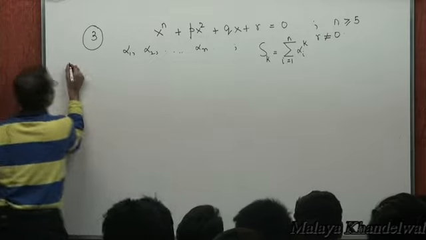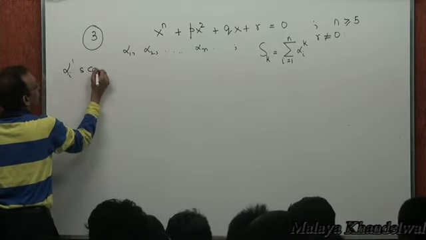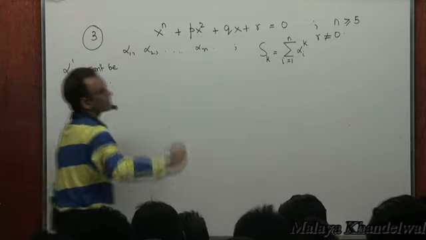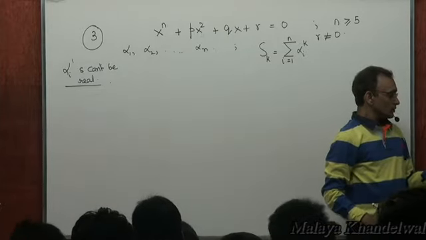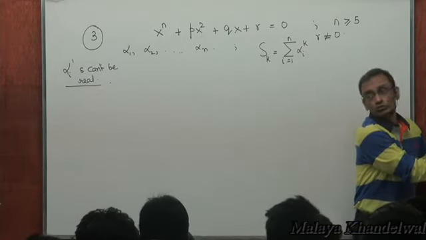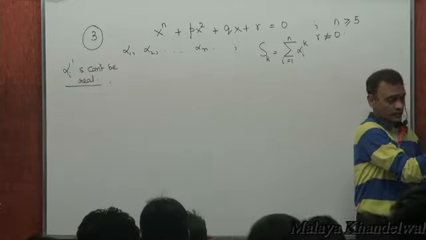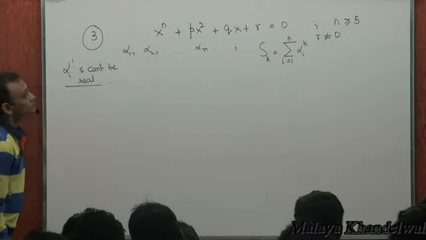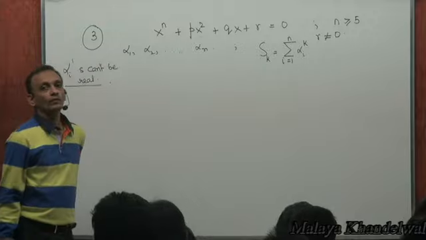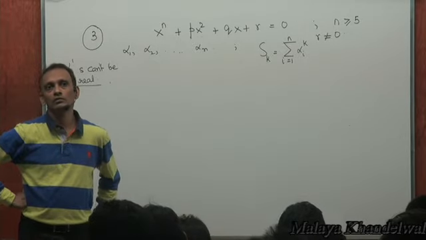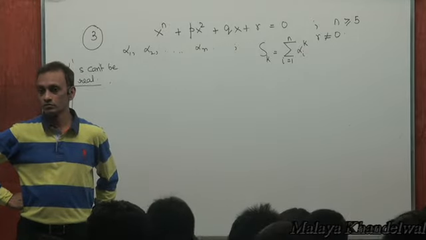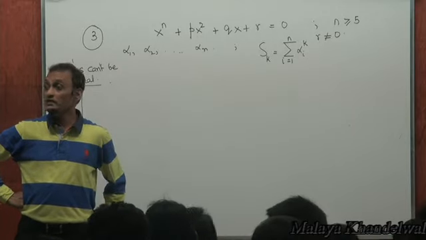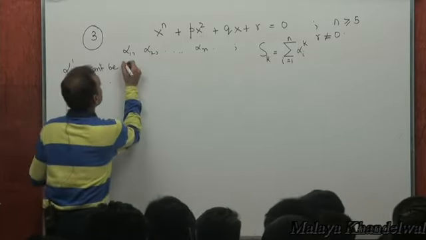We want to show that all alpha i's can't be real. That's the first part of the problem. Some can be real, but not all. Not all the roots of this equation can be real. That's what we want to prove. Now, suppose all are real. Let's move to the method of contradiction. Say all are real.